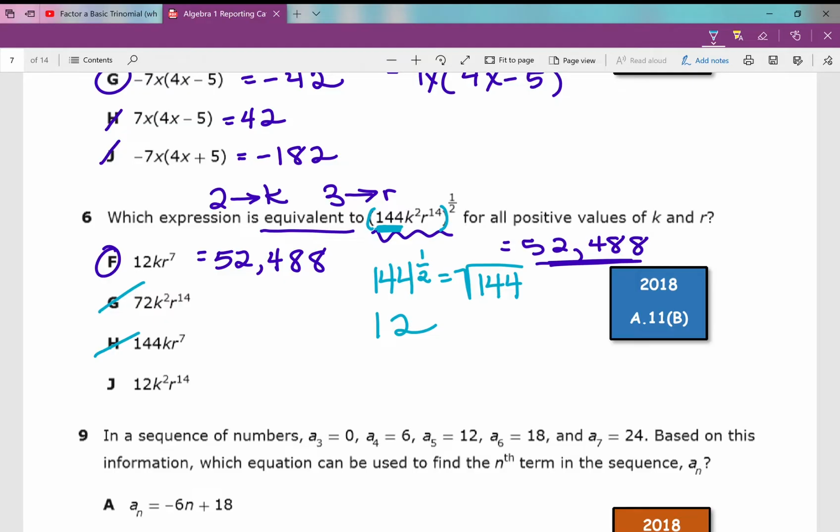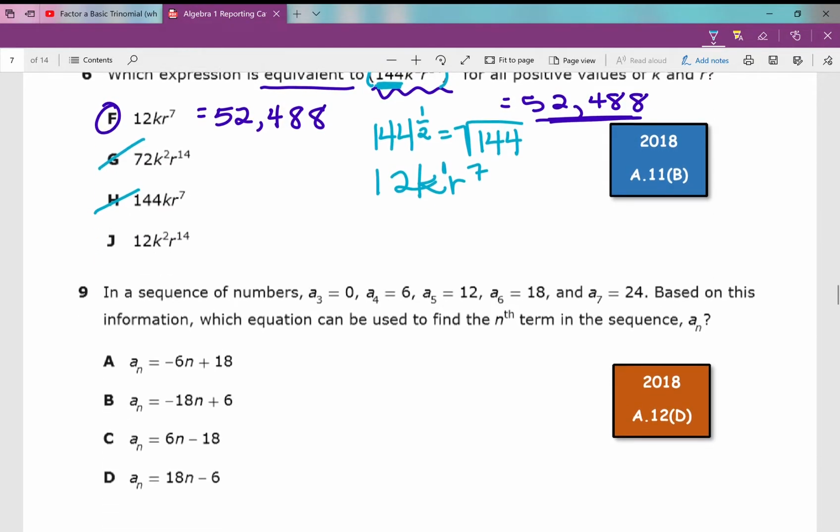Then what do I do when I'm simplifying a power raised to another power? I use my power rule, which means I multiply my exponents. Looking at k squared raised to the power of 1/2, 2 times 1/2 is 1, so k to the power of 1, which I don't need to write, but I'm going to write it there. Then looking at r to the 14th raised to the power of 1/2, 14 times 1/2 is 7, which gives you F.